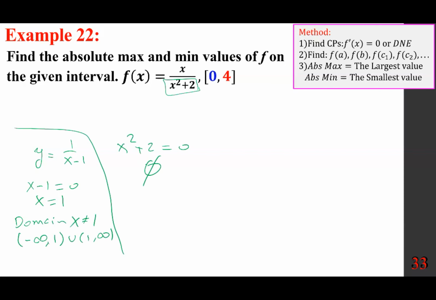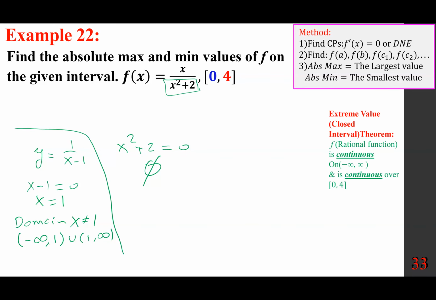However, in this case, the denominator x squared plus 2 equals 0 has no solutions because x squared plus 2 is always positive. In fact, it's larger than or equal to 2. So although it's a rational function, everybody, its domain is all real numbers because there is no restriction. Therefore, it's also continuous in the given interval of 0 to 4.